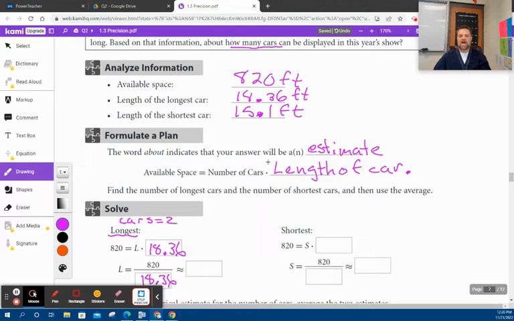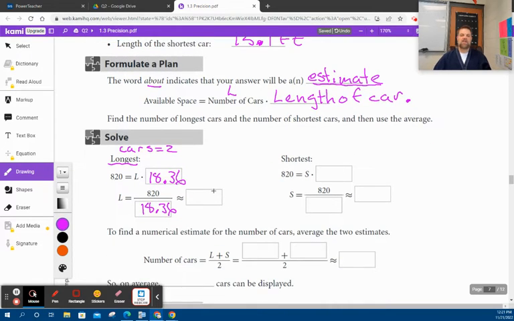The word "about" indicates that we have an estimate. That means we're guessing. We don't know. The cars vary. Some will be long, some will be short, some will be in between. So we're guessing. The available space equals the number of cars times the length of the car. They're going to use the variable L for the number of cars.